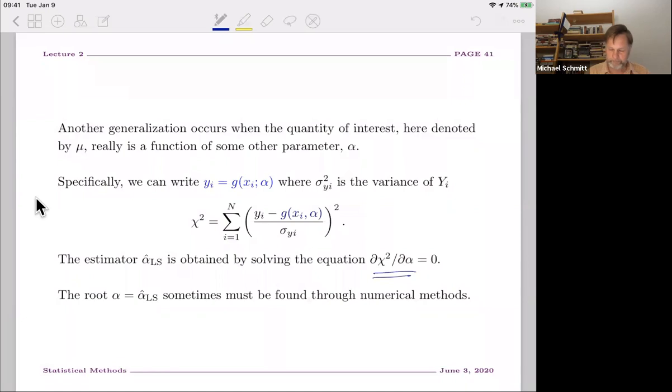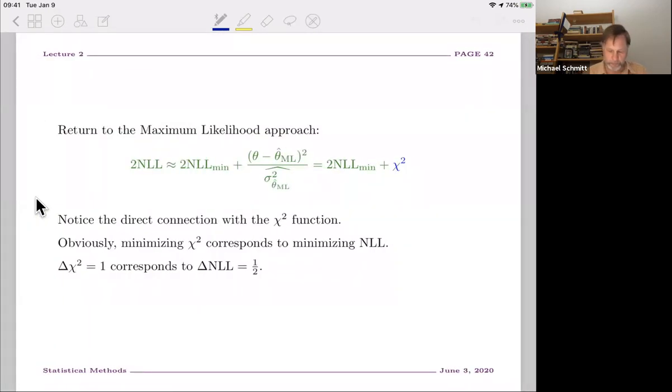Okay, excellent. Last thing I want to point out is if we go back to that Taylor expansion that I wrote before, and then I multiply by 2, then I can rewrite that Taylor expansion as nothing else but some uninteresting irrelevant constant plus chi-squared. So the chi-squared also relates to the minimum of the negative log likelihood. The negative log likelihood is related to chi-squared. They're the same thing.